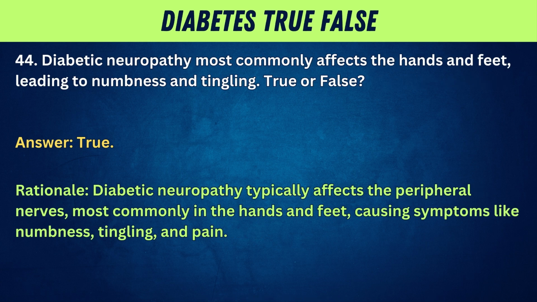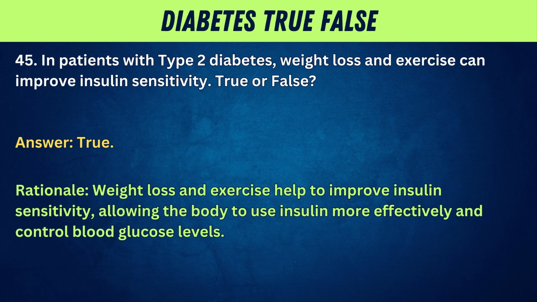44. Diabetic neuropathy most commonly affects the hands and feet, leading to numbness and tingling. True or false? Answer: true. Rationale: diabetic neuropathy typically affects the peripheral nerves, most commonly in the hands and feet, causing symptoms like numbness, tingling, and pain.